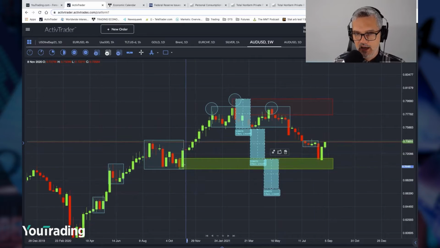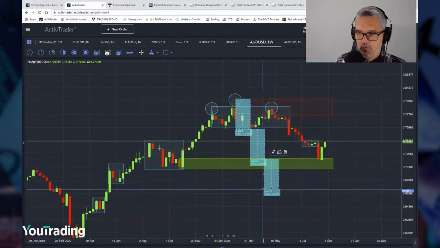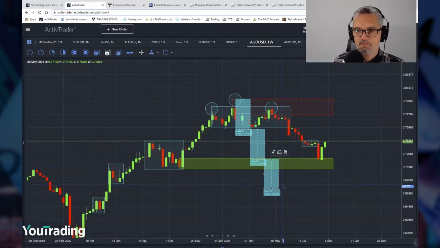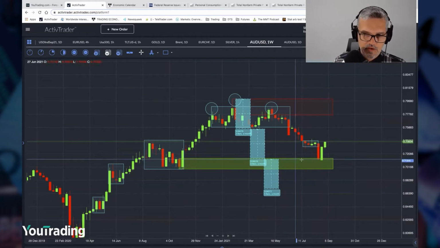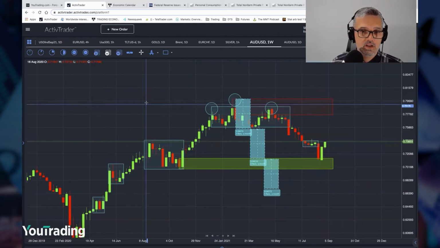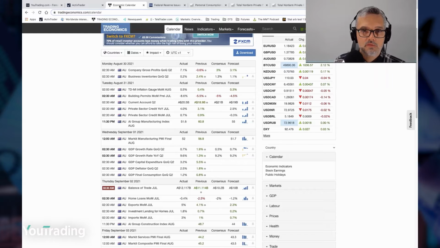If there were no buyers at this demand level, then we could have been all the way down to 0.67 quite easily, and then, who knows. But as it is, buyers have stepped in for the Australian dollar, and sellers have stepped into the US dollar. Okay, what could have brought that on?